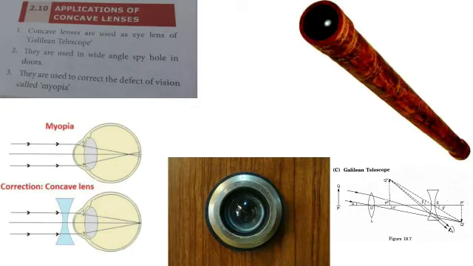Now we move on to applications of concave lenses. Concave lenses are used as the eye lens of a Galilean telescope. They are used in wide-angle spy holes in doors. They are used to correct the defect of vision called myopia.